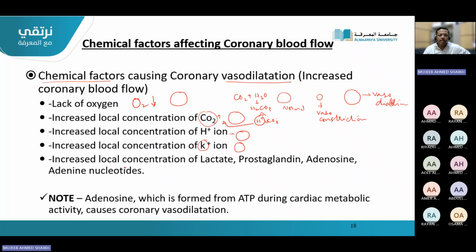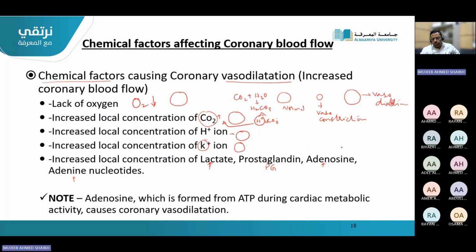And some chemicals released in the local area, like lactate: due to anaerobic metabolism, lactic acid and lactates are formed. This will also cause vasodilatation. Release of prostaglandins also causes vasodilatation. Adenosine release also causes vasodilatation. Adenine dinucleotides also cause vasodilatation.